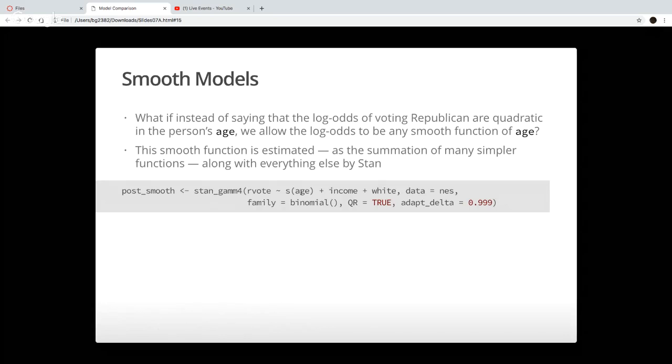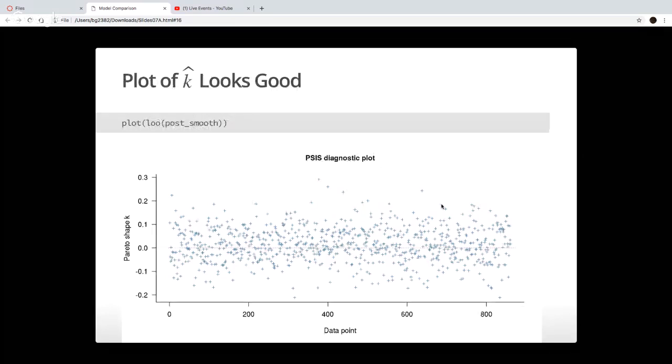It's going to be estimating a lot more parameters to capture this sort of arbitrary nonlinear but smooth function of age that I'm saying is related to the log odds of voting for George W. Bush rather than Al Gore. And I can estimate that model. I might have to bump up the adapt_delta in order to make the divergences go away. But if I look at the plot of my Pareto k hats, they're all well below 0.5. So I can leave out any observation I want.